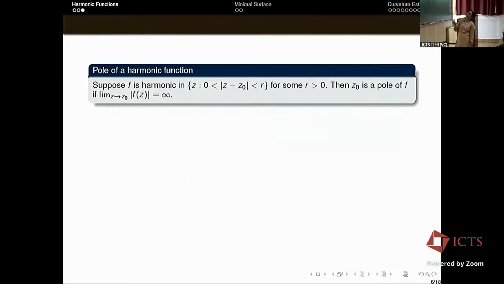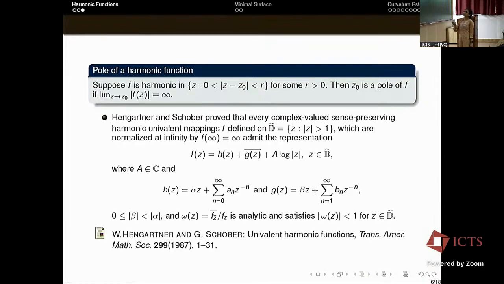Now, suppose f is harmonic in this annular region, then we call a point z0 a pole of f if this limit is infinite. In this article, Hengartner and Schober proved that if f is a complex valued sense preserving harmonic univalent mapping which is defined outside the unit disk, and if f has a pole at infinity, then f can be expressed by this expansion, where h and g have series expansions of this form.